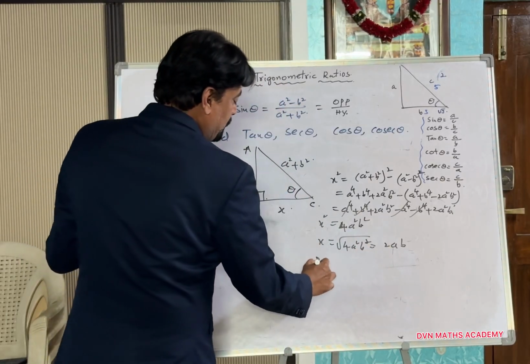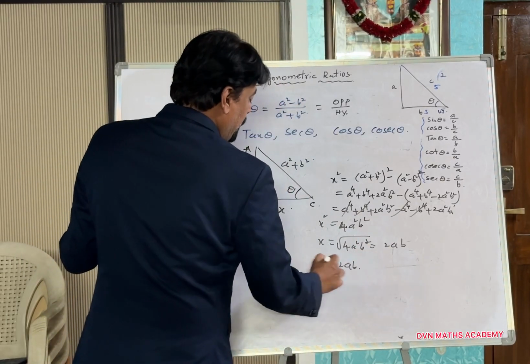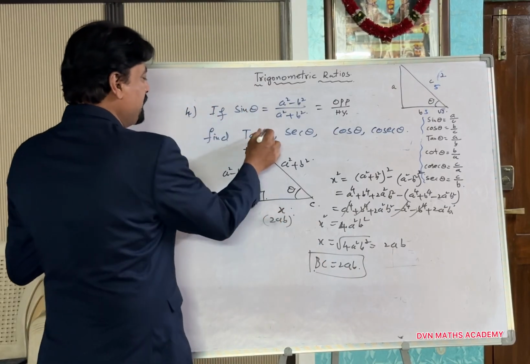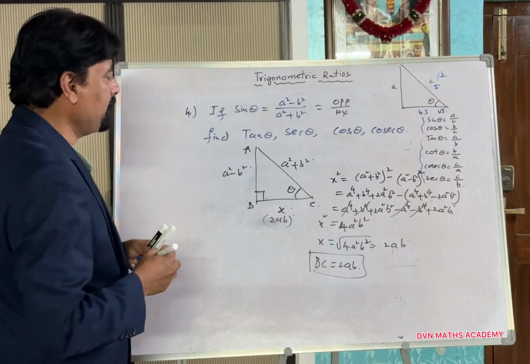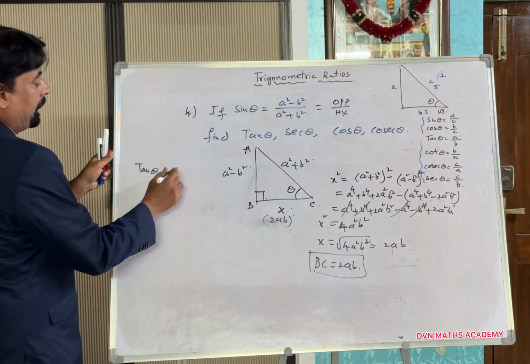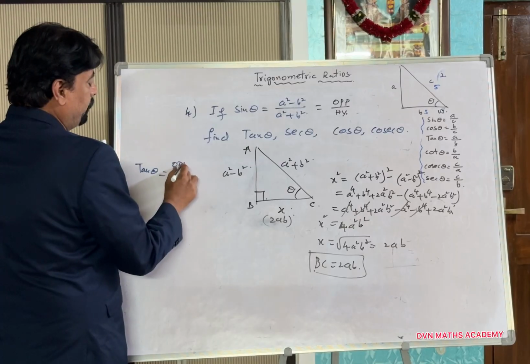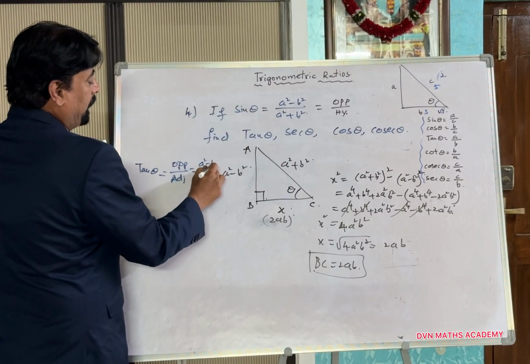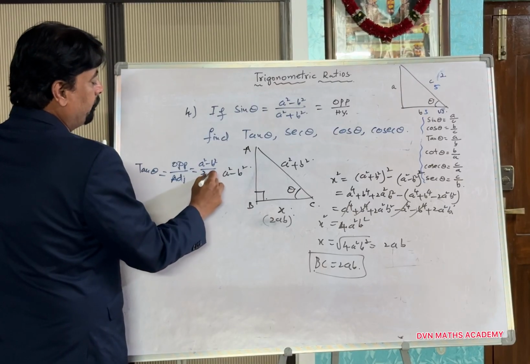So x means BC is equal to 2AB. So I got all three sides. This is 2AB I got. Now it is easy to write all trigonometric ratios. The first one is tan theta. Tan theta, you know that it is opposite by adjacent, that is equal to (a square minus b square) by 2ab.